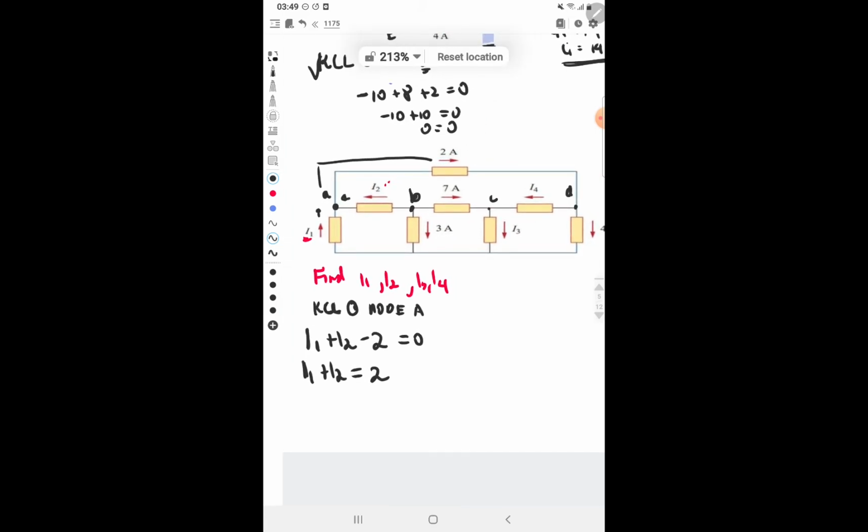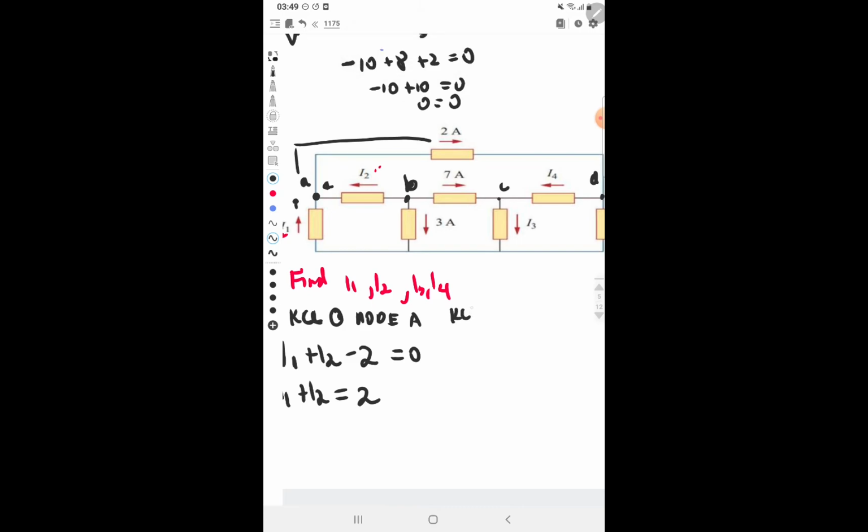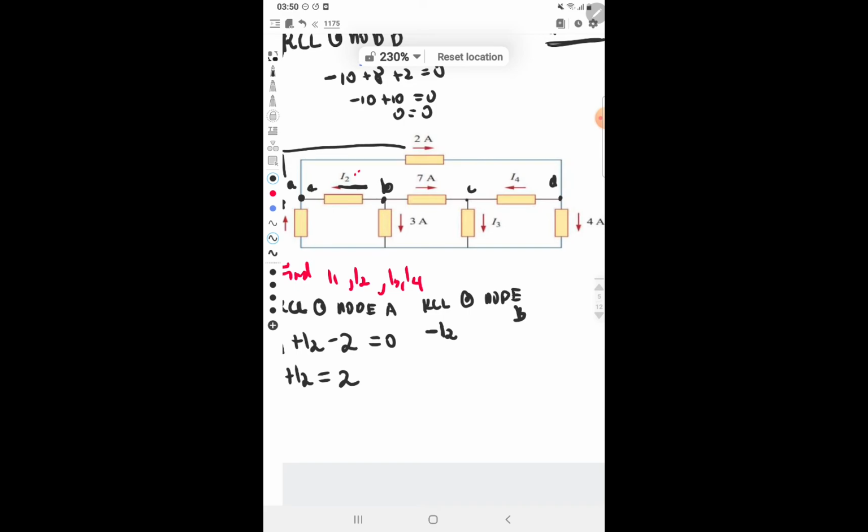So, next, mag-KCL tayo sa node B. KCL at node B. Mapapansin mo, yung I2 natin, it is leaving the node. So, we have negative I2. And then we have 3 ampere also leaving the node. And then yung 7 also leaving the node. Equals 0. So, I2 is equal to negative 7 less negative 3, which is equal to negative 10.